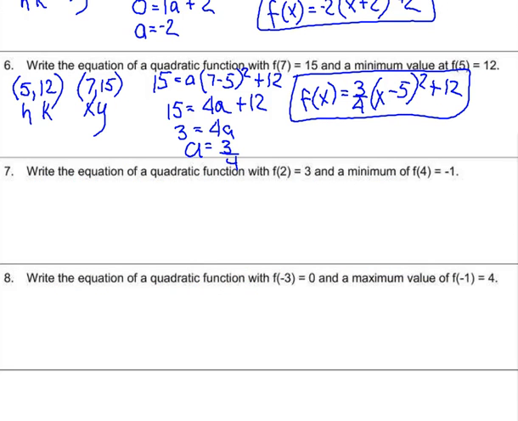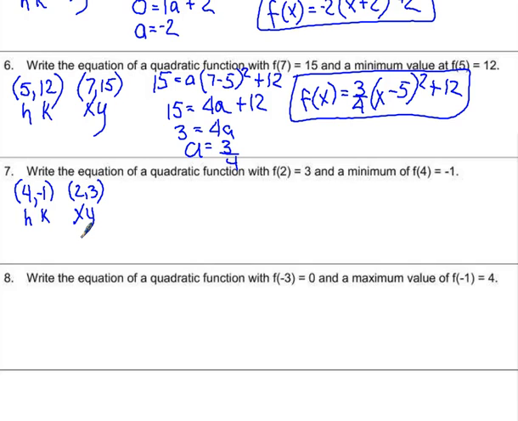All right, moving on to problem number 7. Same process. We're going to write down what h and k is. We have 4 and -1. H is 4 and k is equal to -1. And we have 2 and 3. That's our x and our y term.